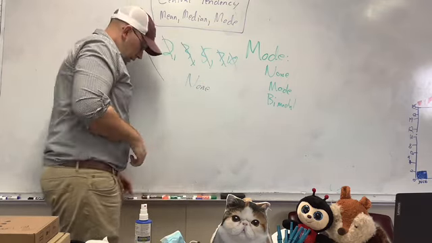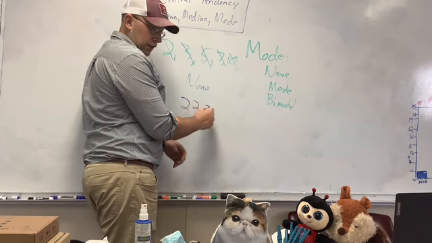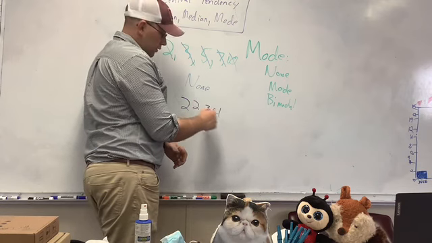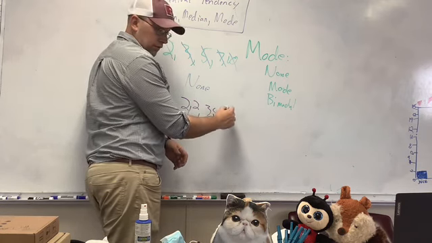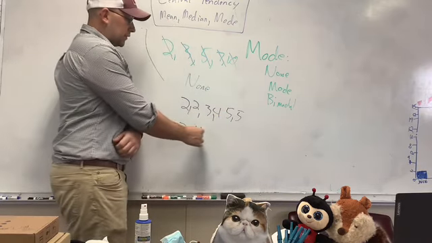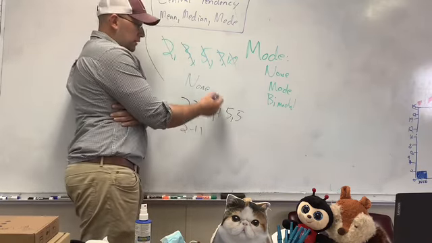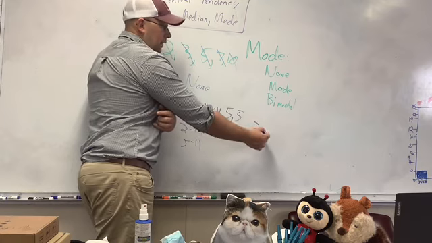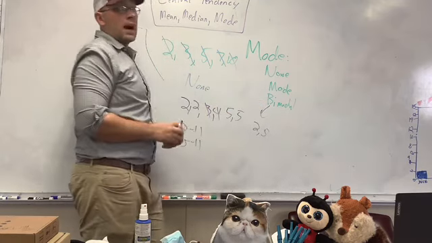And our last one will be 2, 2, 3, 4, 5, and 5. All right, so 2 repeats itself twice, 3 doesn't repeat, 4 doesn't repeat, and 5 repeats itself twice. So your answer here would be 2 and 5, and that's called bimodal.